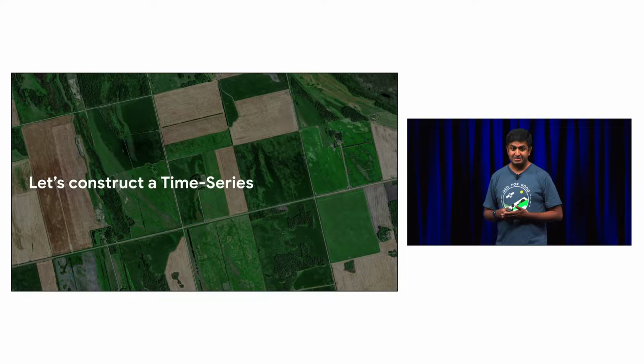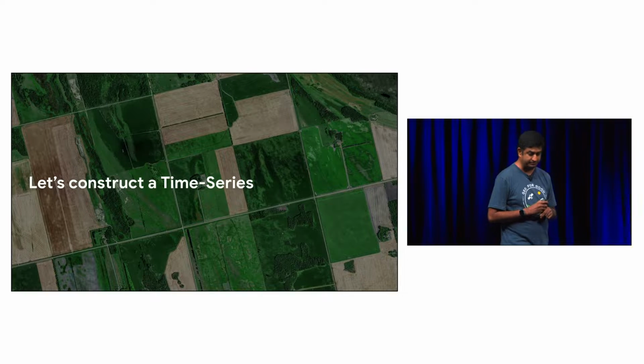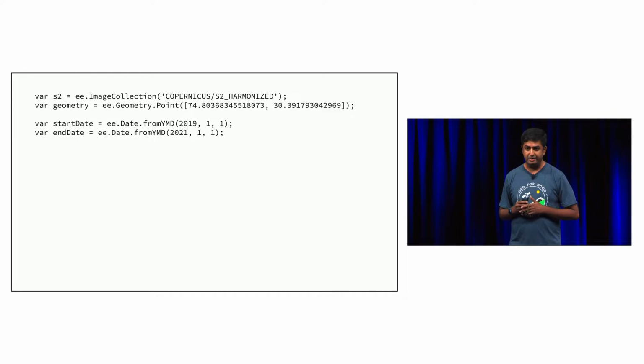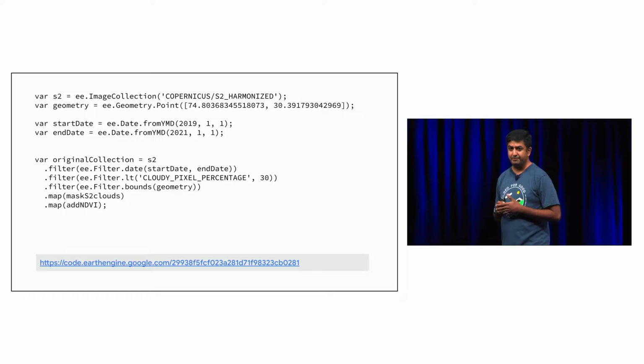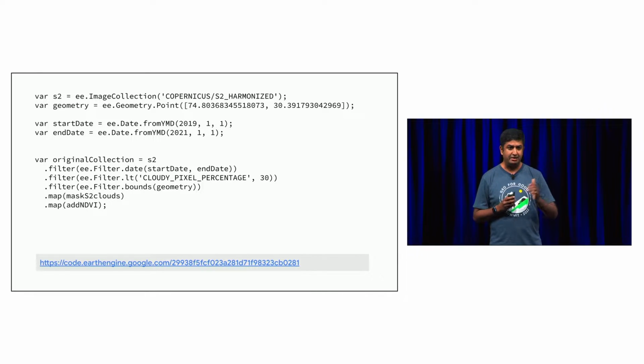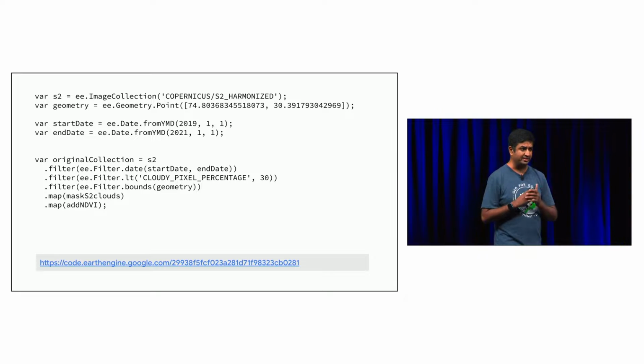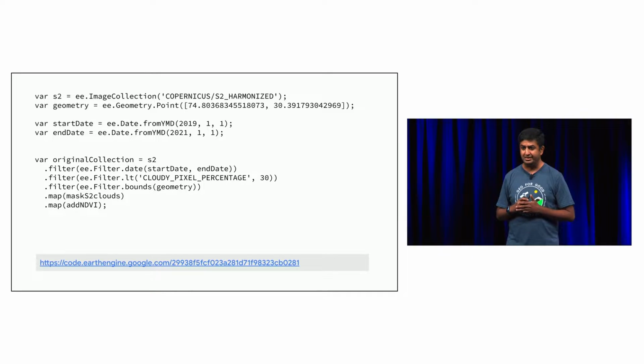So let's get a time series. We'll start with the Sentinel-2 collection, and we'll select a point. These are the coordinates of a point in northern India. They have dual cropping cycles. They have 2 crops, so you can see this nice NDVI change during the year. We'll take 2 years' worth of data, 2019 to 2021. And we'll apply some filters. We'll remove very cloudy scenes, so any scenes which have more than 30% cloud, we'll just remove them from our time series.